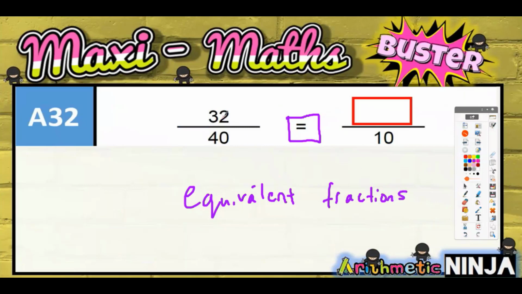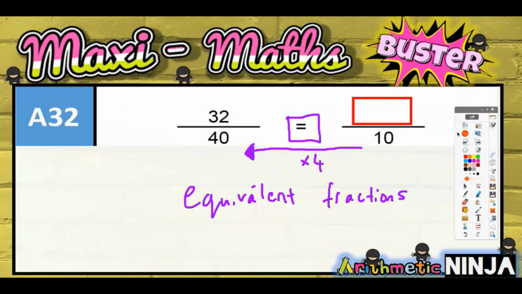So we ask ourselves, do we know the two numerators, the two top numbers, or do we know the two bottom numbers, the two denominators? Well, we know the two denominators. So we need to find the connection between the two denominators. So to get from 10 to 40, I always start with a smaller denominator and see what I do to turn it into the big one. So to get from 10 to 40 is times 4.